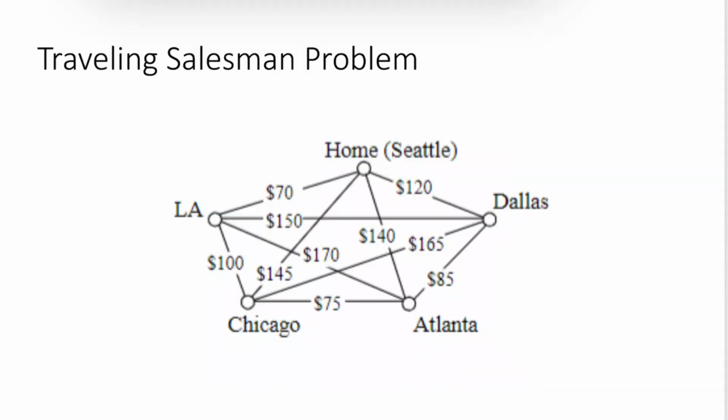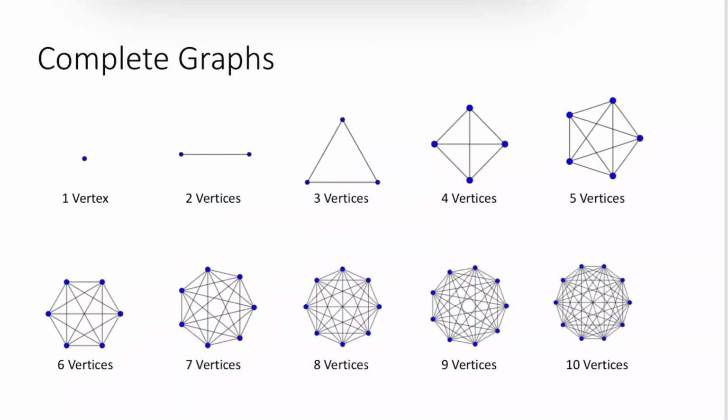So when we're looking at Hamiltonian paths and circuits in complete graphs, the stuff we learn in this video is going to help us solve the traveling salesman problem that we talked about in the previous videos. As a reminder, a complete graph is a graph where all of the vertices are adjacent to every other vertex. These are some examples of complete graphs with varying numbers of vertices.